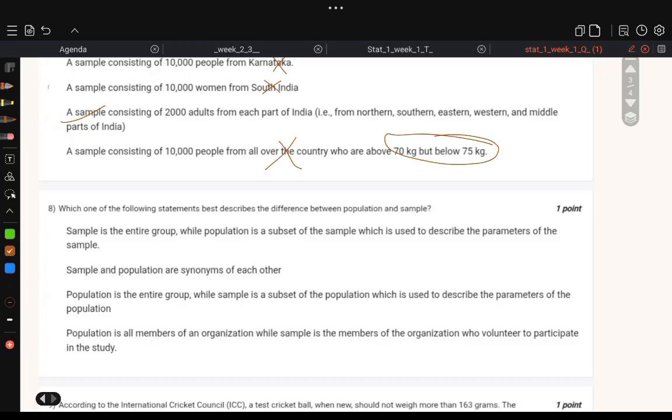Now let's have a look at the next question. Which of the following statements best describes the difference between the population and the sample? Sample and population are synonyms of each other. Incorrect. A sample is the entire group while population is a subset of the sample. The vice versa is true. Population is the entire group while the sample is a subset of the population which is used to describe the parameters of the population. Correct. Population is all the members of an organization where the sample is the members of the organization who volunteer to participate in the study.